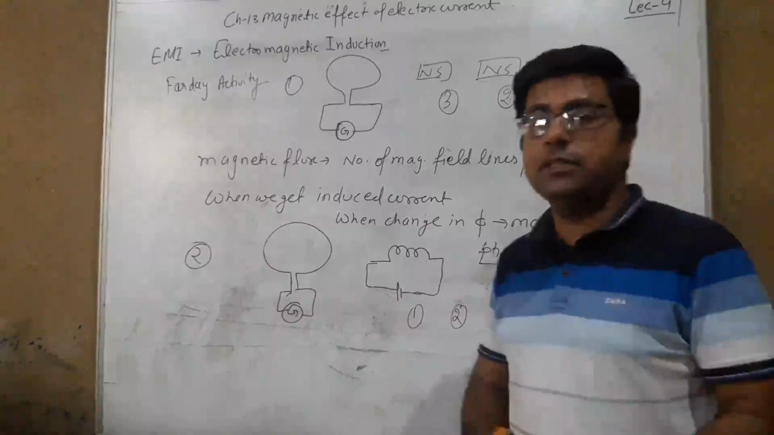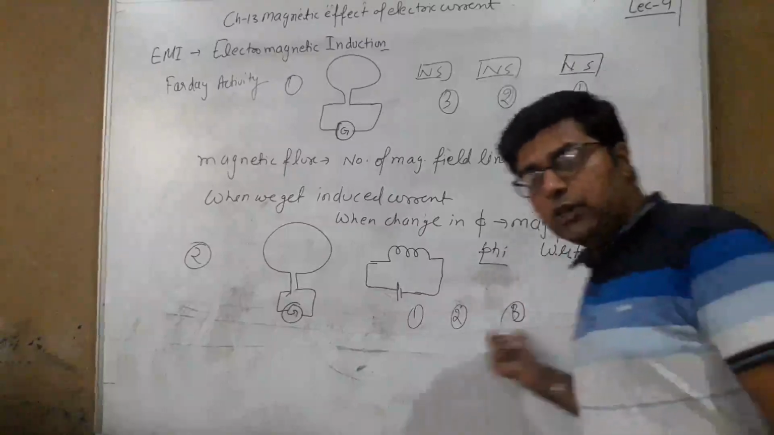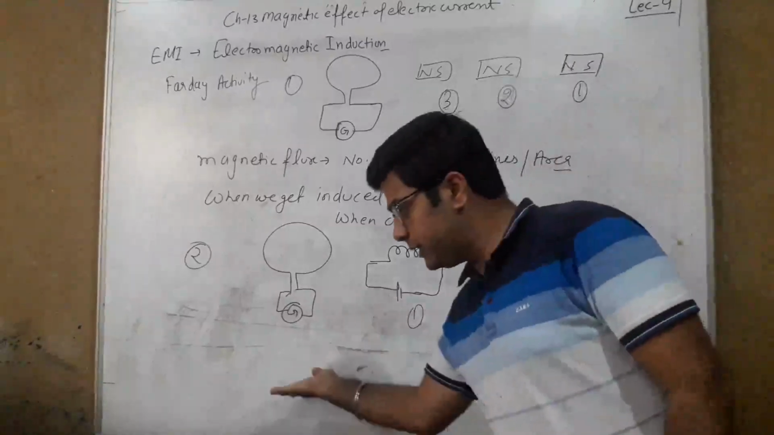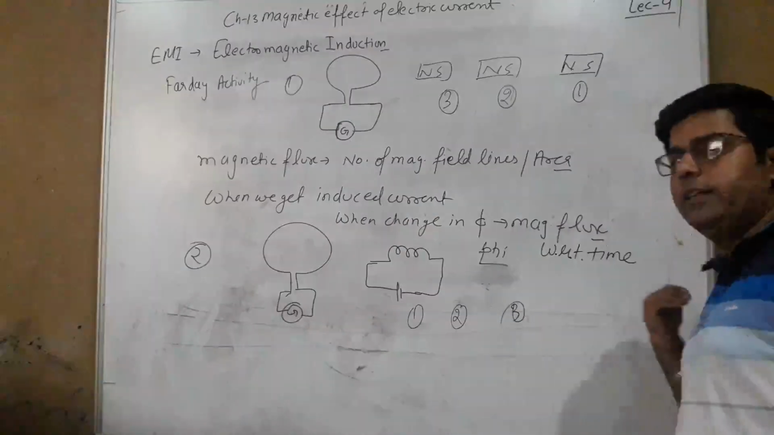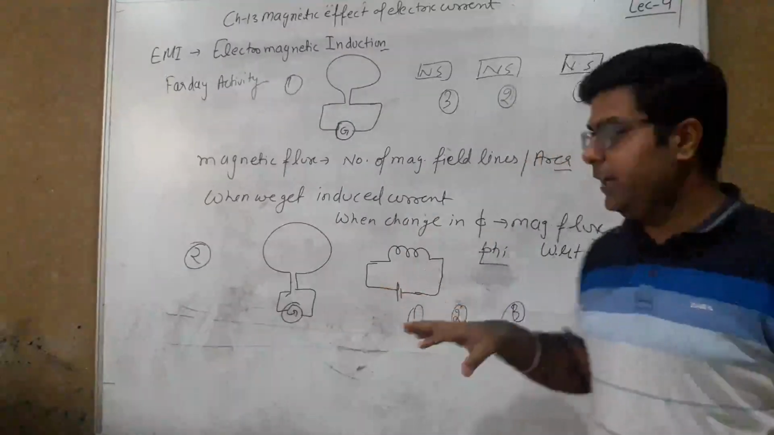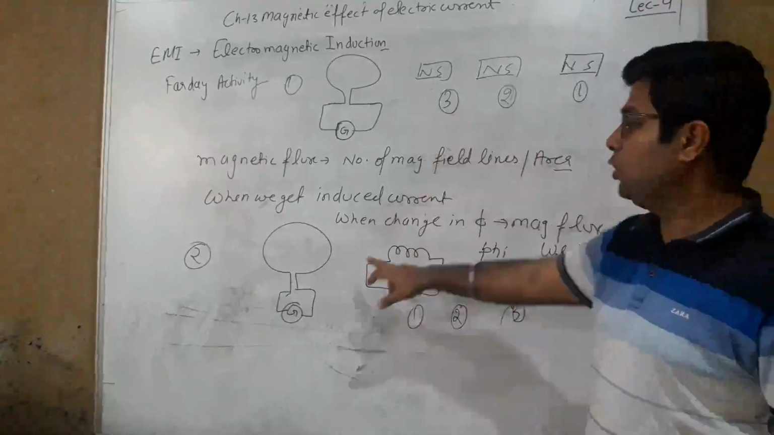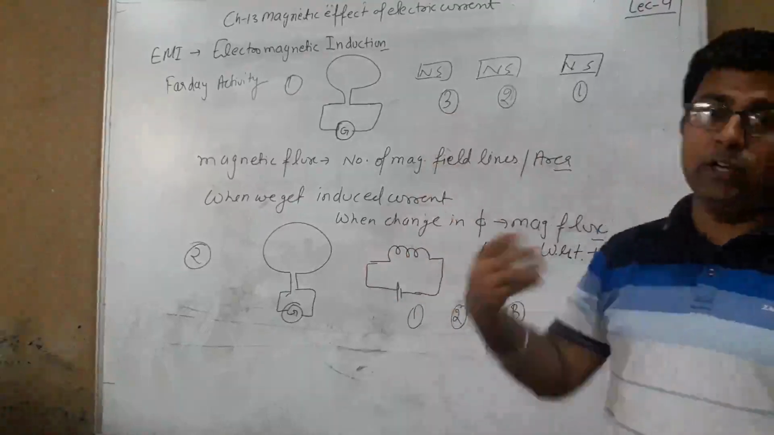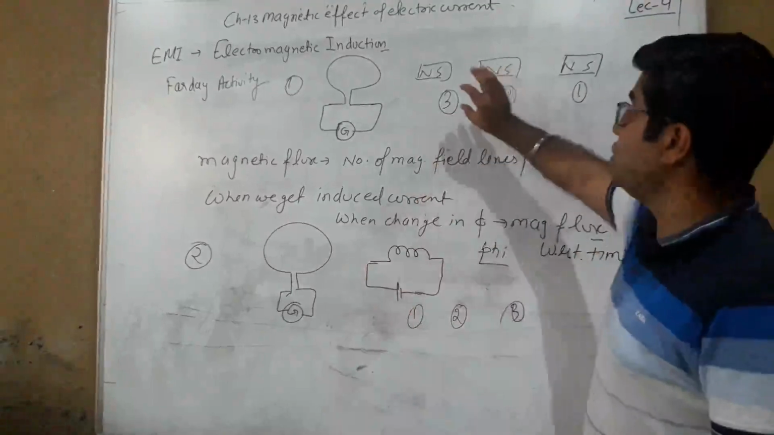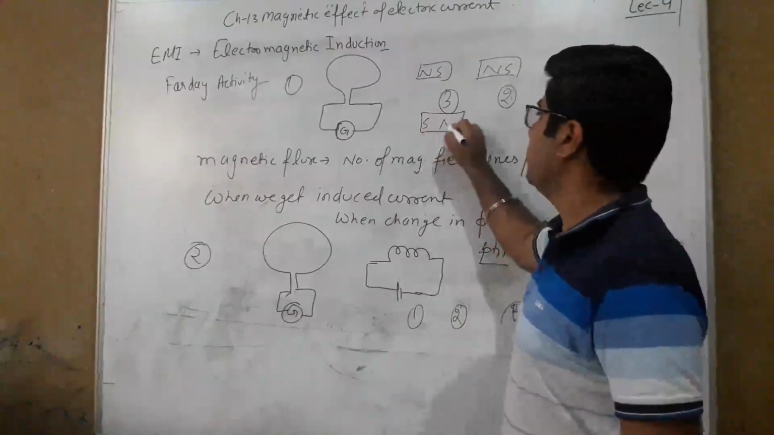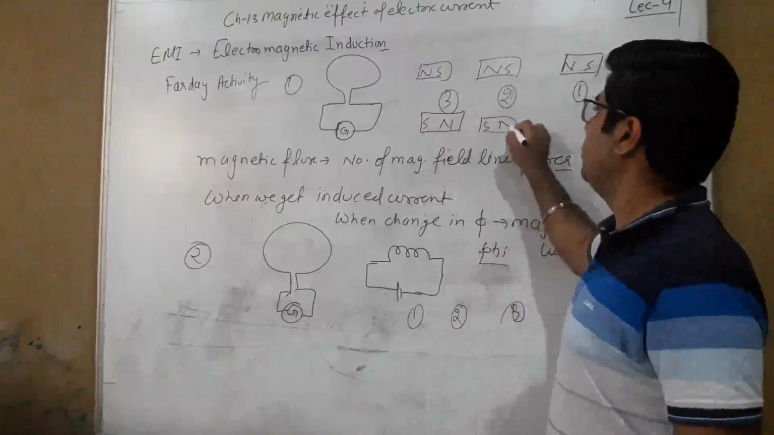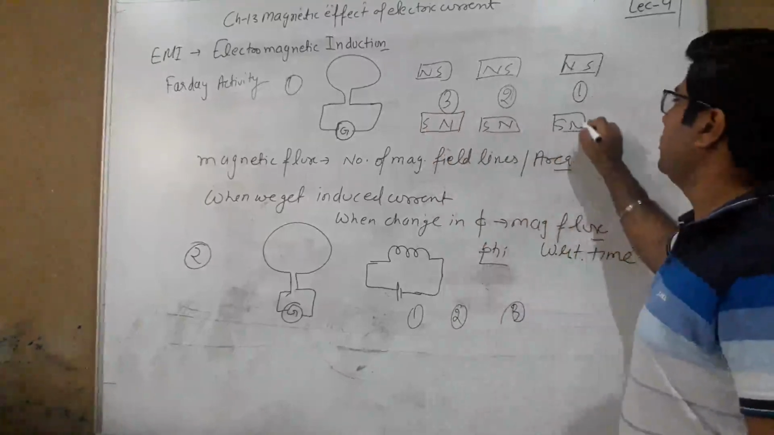But the difference is, when we are moving towards, it will deflect in this direction. When we are going away, it will deflect in this direction. It's an example; it depends on the north pole or south pole. You can do the same like this. If you change the polarity, means if you do it like this, this is south, this is north, this is south, this is north.